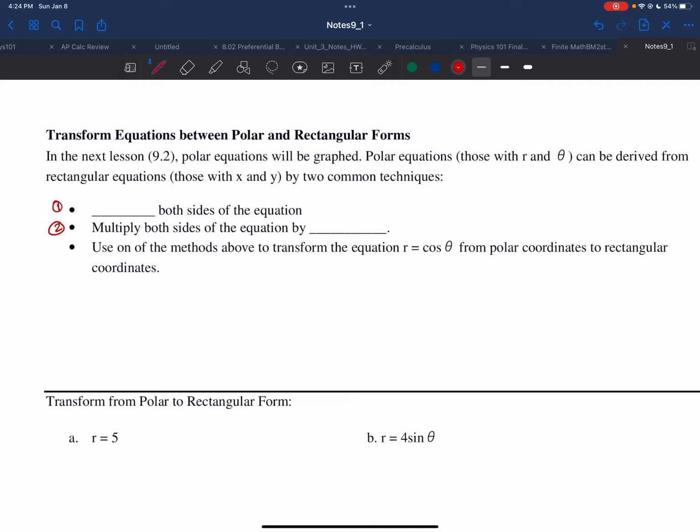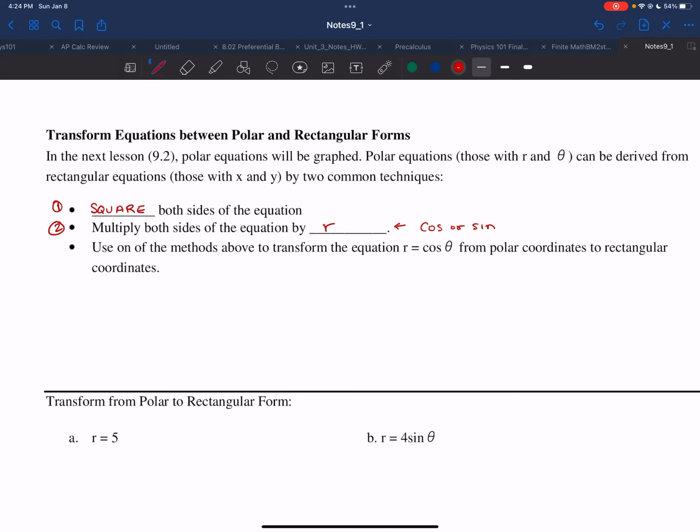The first strategy is to square both sides of the equation. I kind of apply that second if I can't get through by the first one. Then the next one is to multiply both sides of the equation by r, because sometimes that will put it in a format that you can use. And I typically use this one if I see cosine or sine.